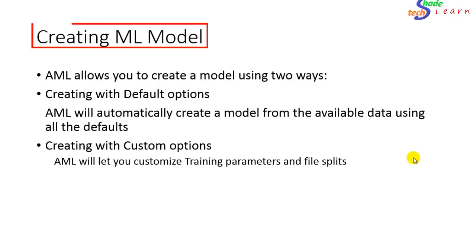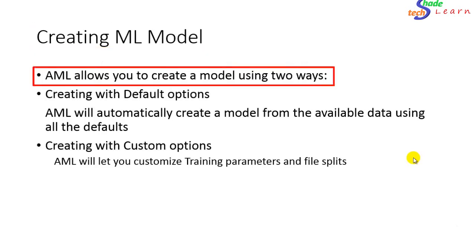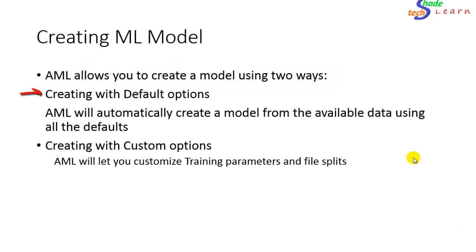Now, how to create the ML model? Amazon allows you to create your ML model in two ways. First is when you create it with the default options, and second, AML gives you the freedom of customizing your training parameters. That is called the custom option. With the default option selected, AML trains the models on all the default values that we have discussed till now.